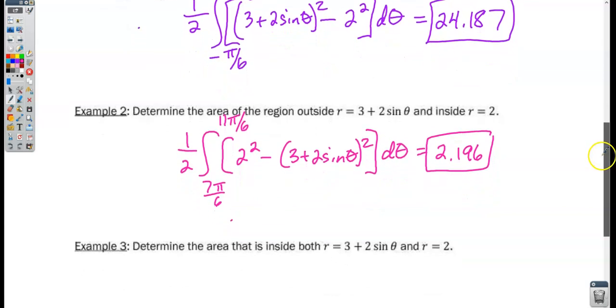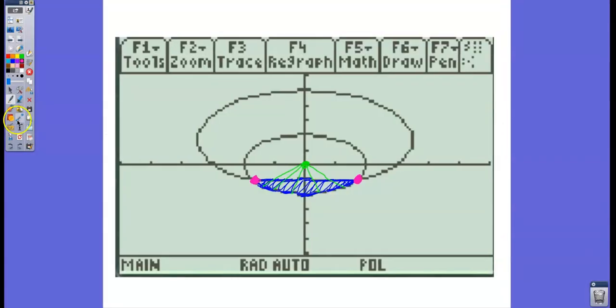All right, example 3, determine the area that is inside of both curves. This one gets a little tricky for us. Inside of both curves. So it's inside of this one and inside of this one. And so we're talking about this region right here being our region. Now notice if we draw sections from the center, when those segments are here, we're just going to the circle. When the sections are down here, we're going to the other part.